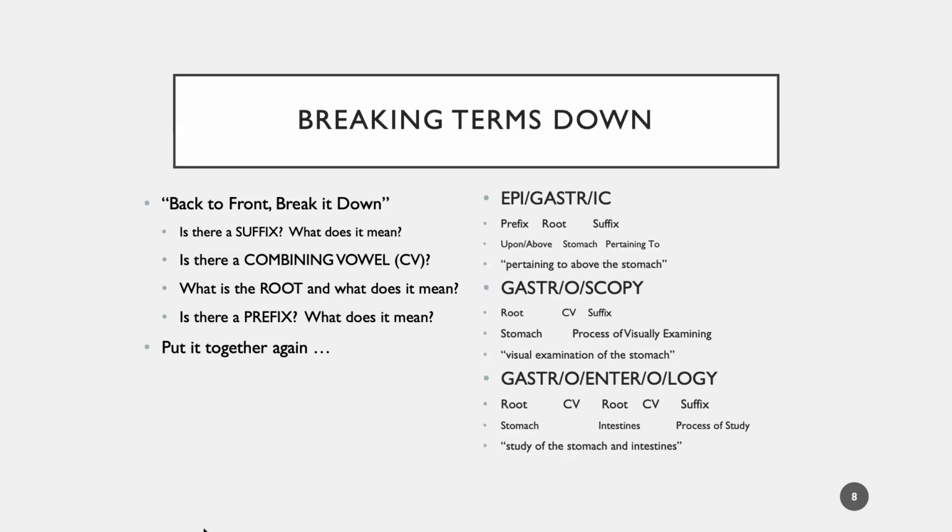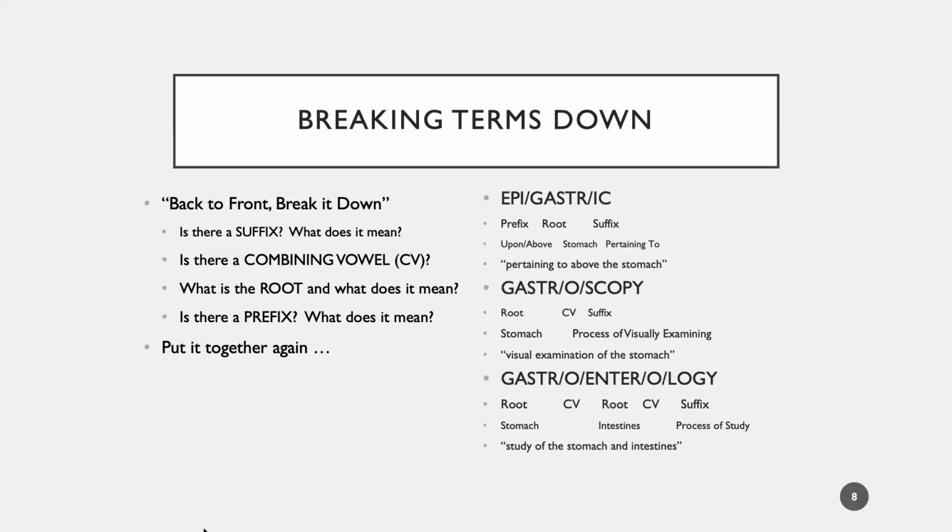So looking at this page, on the right-hand side, you see epigastric. Let's look for the suffix, IC. And what does it mean? It means pertaining to. Then we have, is there a combining vowel? No, not really. Is there a root word? Yes, gaster. And it means stomach. And then is there a prefix? Yes, epi, E-P-I. And what does that mean? Upon or above. So we've broken it down back to front. Now let's put it together. Pertaining to, above the stomach.